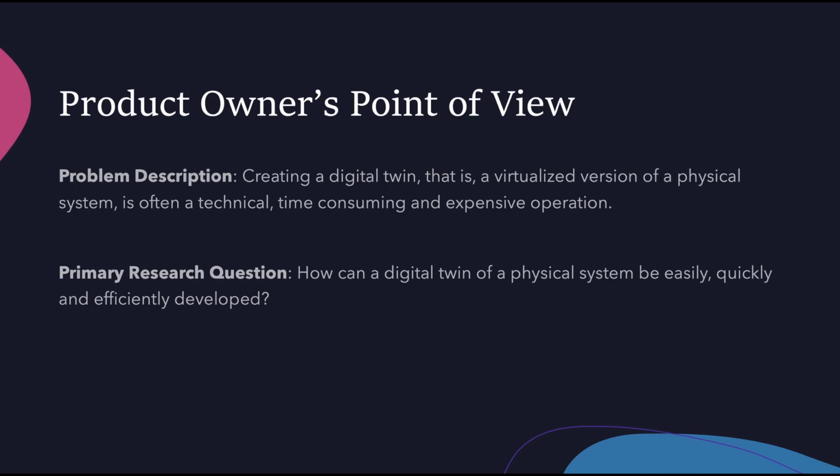From the product owner's point of view, the problem was that creating a digital twin is often quite technical, time-consuming, and expensive. A digital twin means a virtualized version of a physical system. In this case, it would be the mechatronics transfer system and the top loader. And the primary research question, as we defined it, was how can we create a digital twin of the physical system, and how can this be done easily, quickly, but also efficiently?